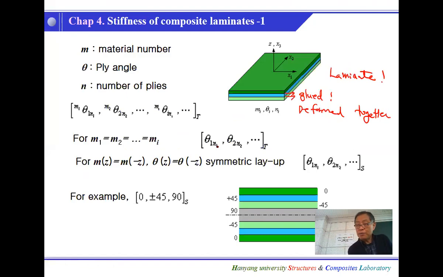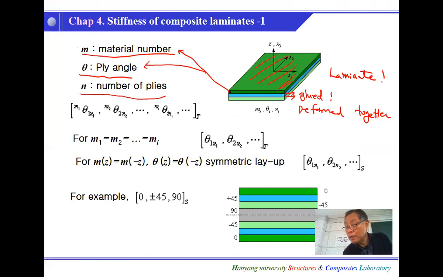Now each ply has three pieces of information. First one is what material is this? Okay, what material is each one? And what ply angles? Okay, what ply angles? And the number of plies means that you can have either a thickness that is a multiple of a unit ply, or you can have a number of plies.